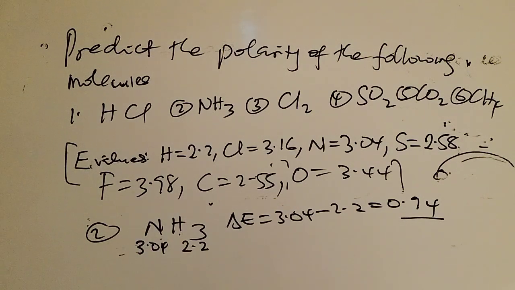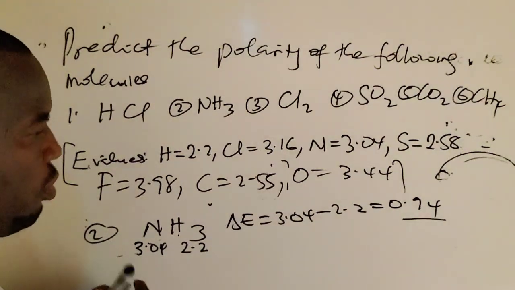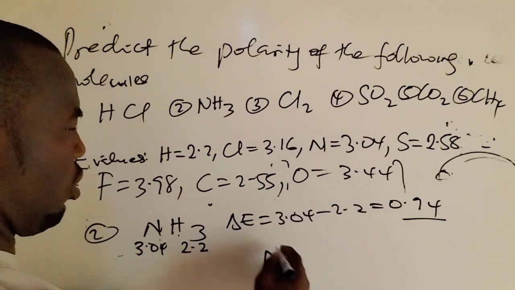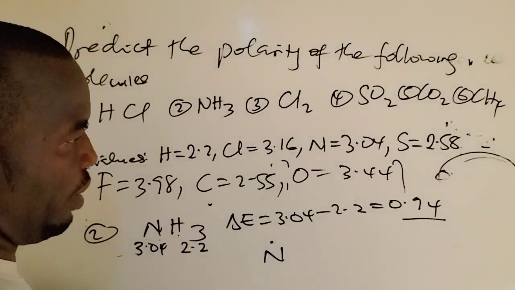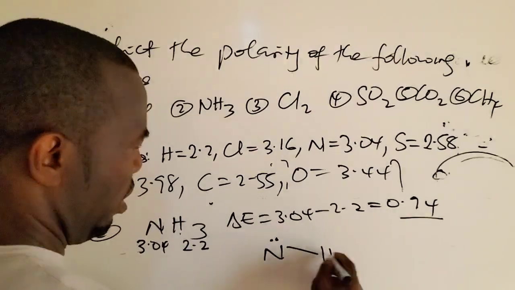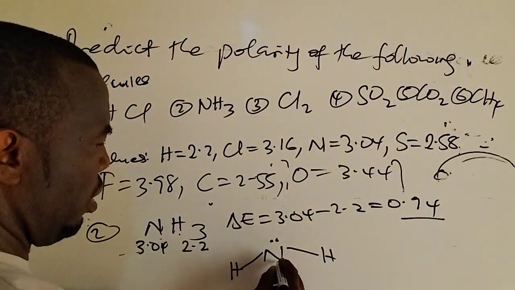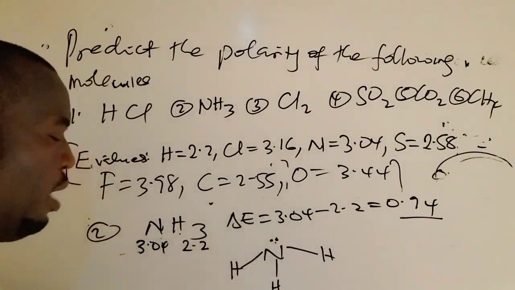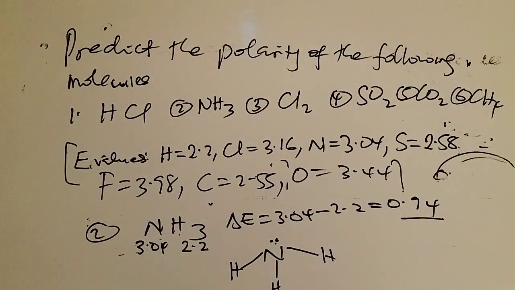But before we conclude that it's polar, let's look at the structure of ammonia. We've done the geometry of molecules. Ammonia has what we call a trigonal pyramidal shape, because of the lone pair on nitrogen twisting the shape. And as we say, the presence of a lone pair helps to increase the polarity of the molecule.